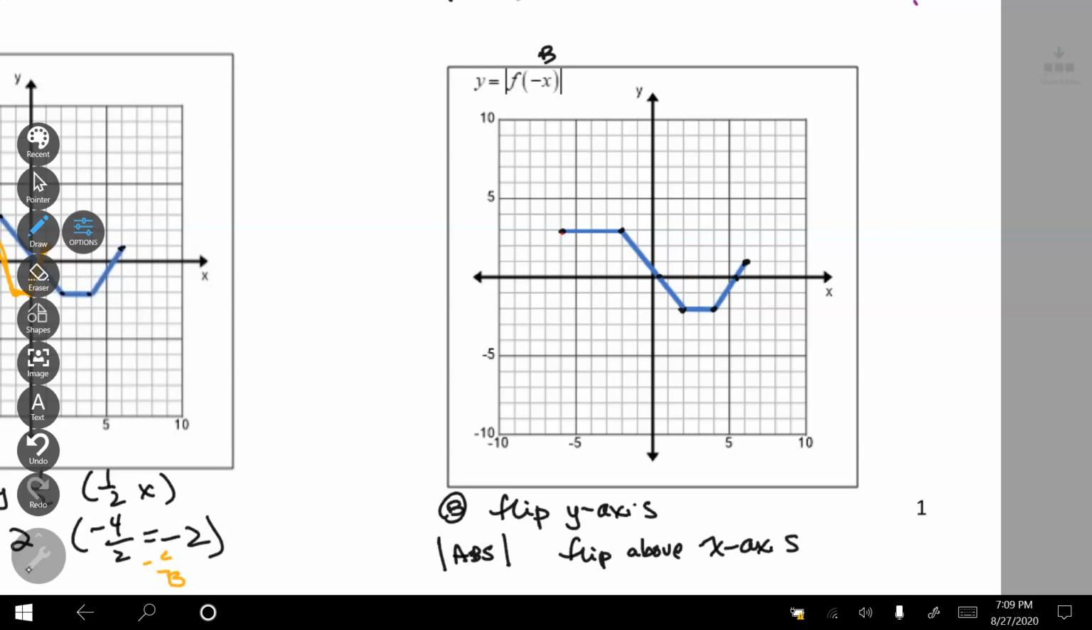So this dot is going to flip over the y-axis and then has to be above. Well, it is above. This dot has to flip and stay above, and it is above. This dot right here, it's got to flip the y-axis and stay on the y-axis right here, at -1/2.